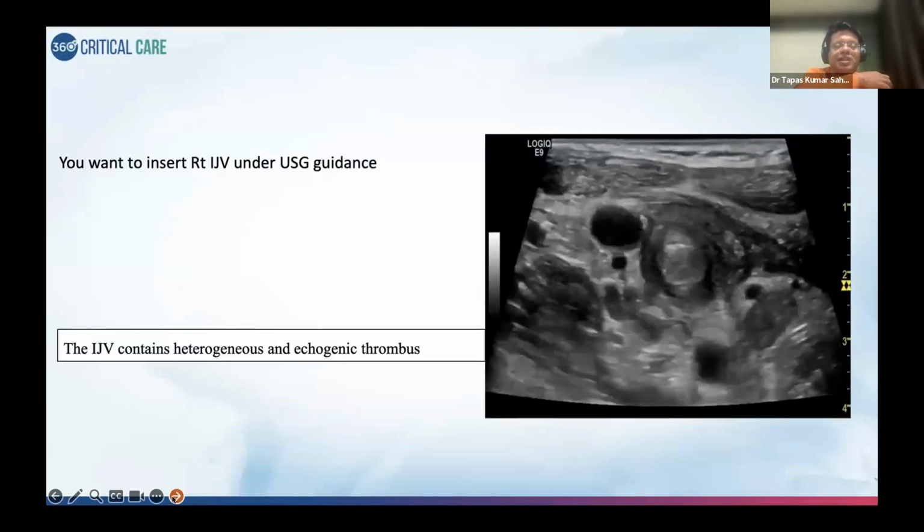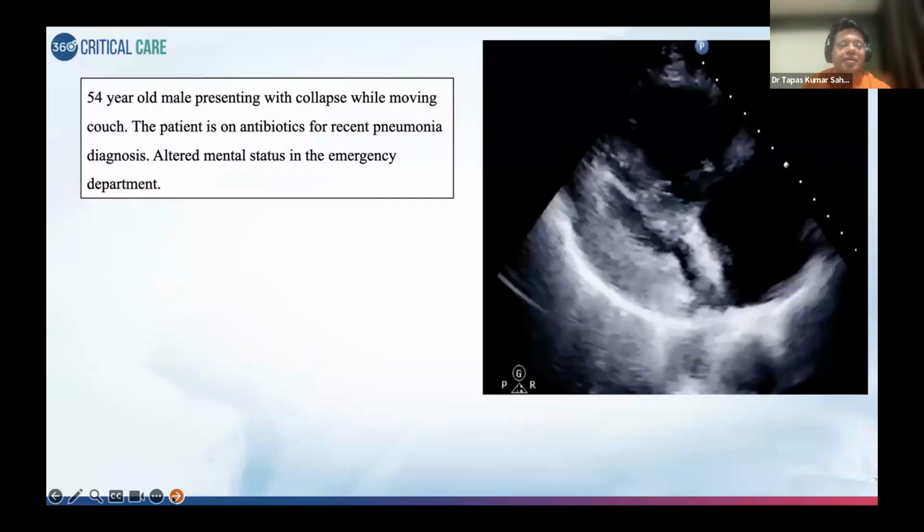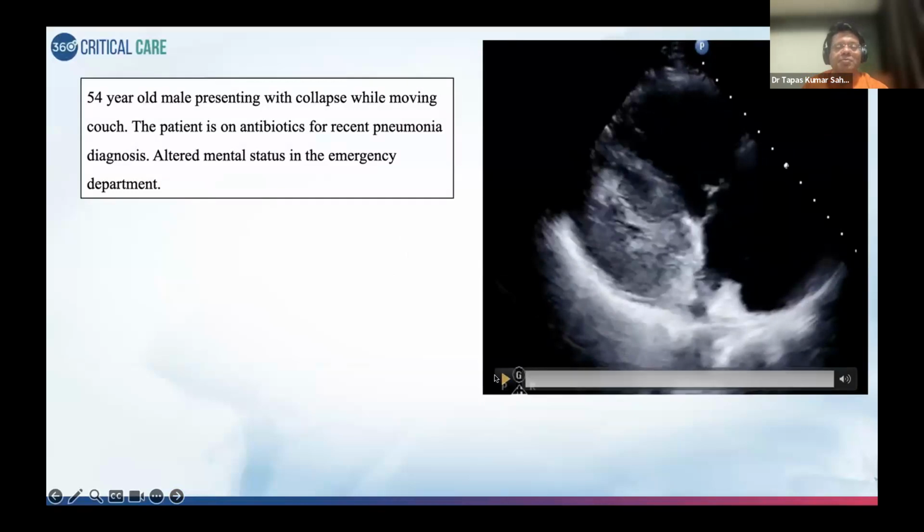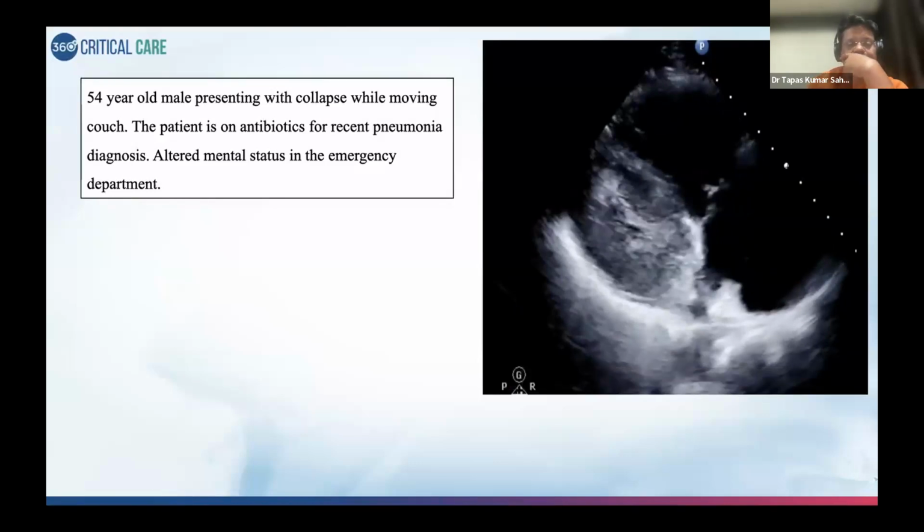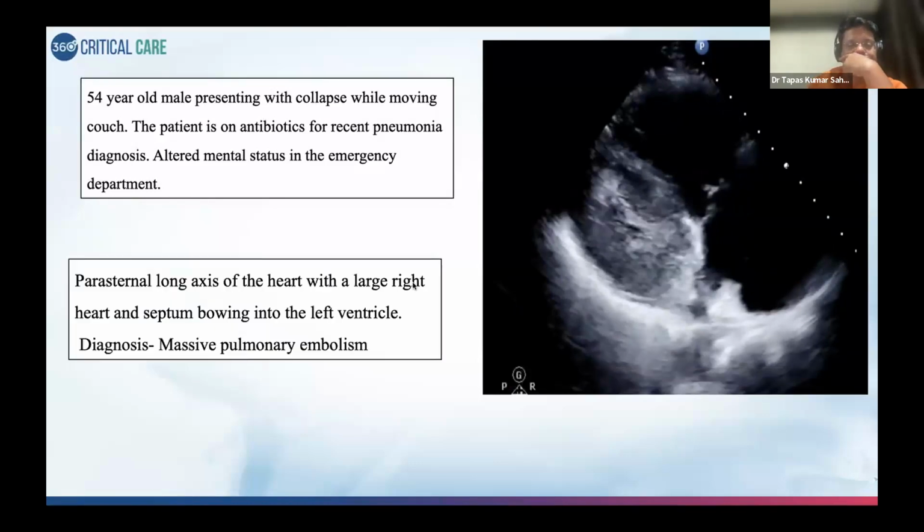IJB contains heterogeneous and echogenic thrombus. A 54-year-old male presenting with collapse while moving a couch. The patient is on antibiotics for recent pneumonia, with altered mental status in the emergency department. What is happening? Definitely you will get this type of infective endocarditis.